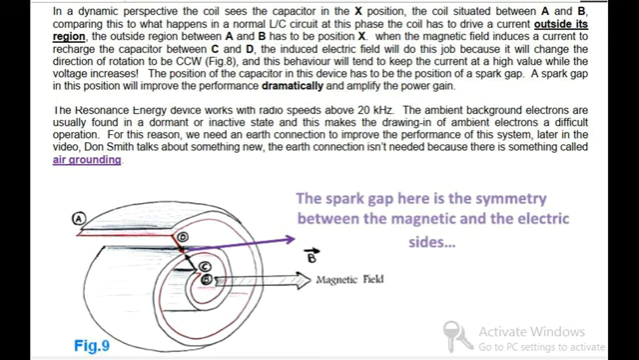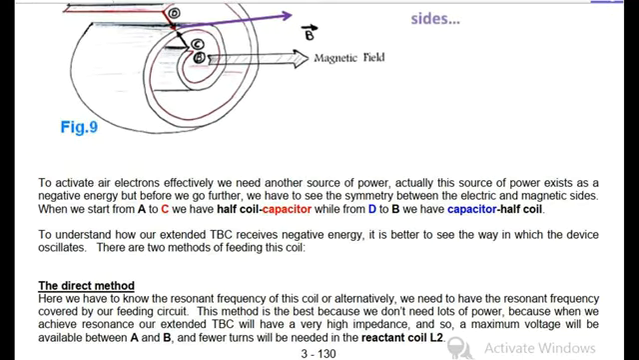Later in the video, Don Smith talks about something new. The earth connection isn't needed because there is something called air grounding. The spark gap here is the symmetry between the magnetic and the electric sides. To activate air electrons effectively, we need another source of power. Actually, the source of power exists as a negative energy, but before we go further, we have to see the symmetry between the electric and magnetic sides.